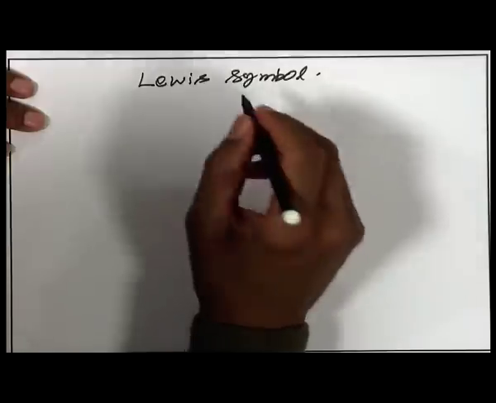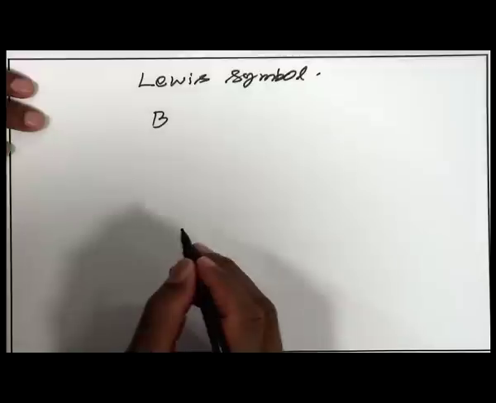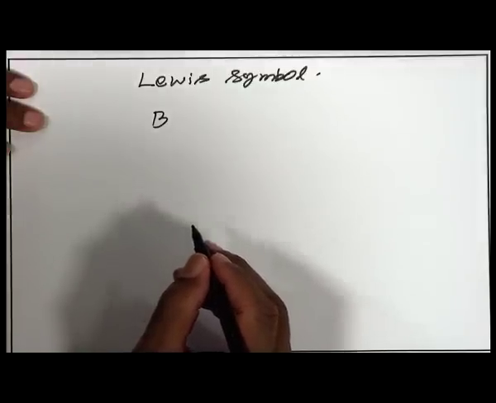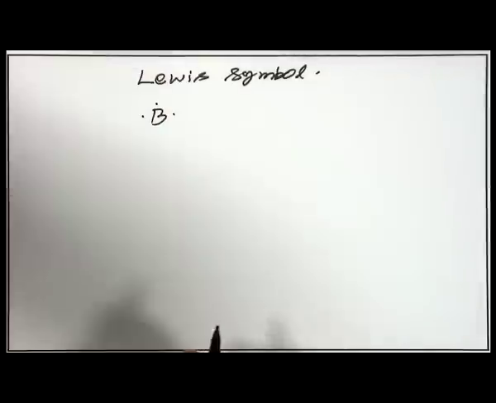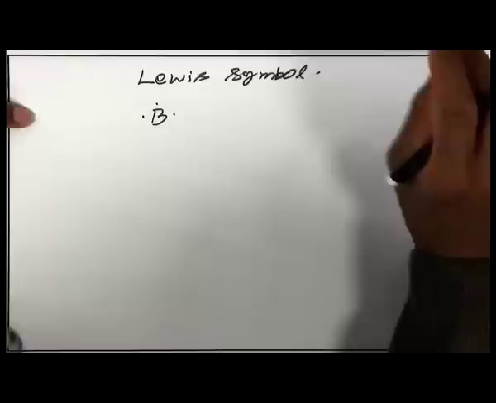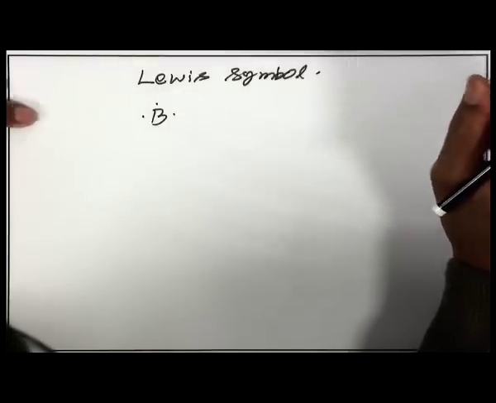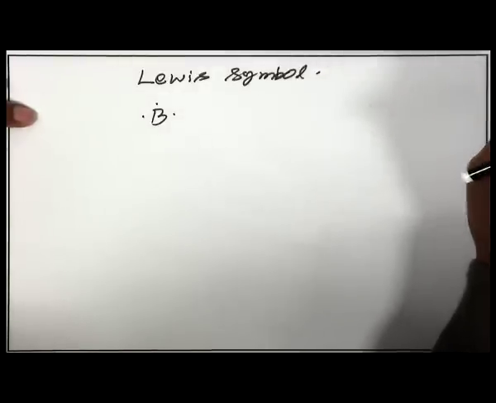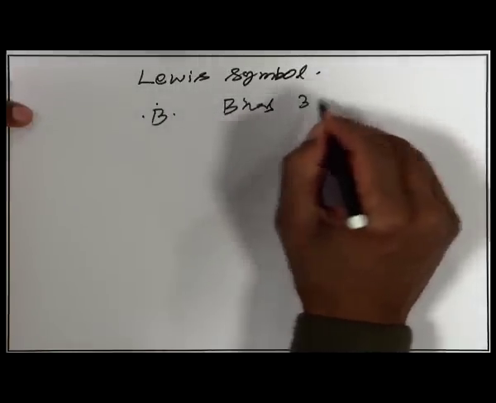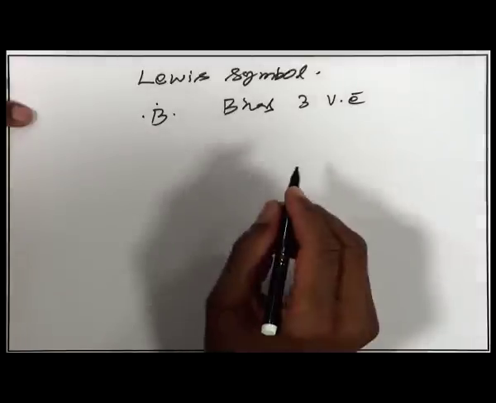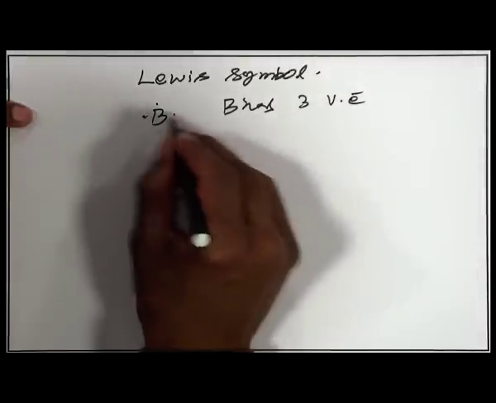What is that? It represents how many valence electrons are present on a particular atom. For example, if you take boron, its Lewis symbol is like this. Boron belongs to group 3, so its number of valence electrons is 3. Boron has 3 valence electrons, which can be shown like this.